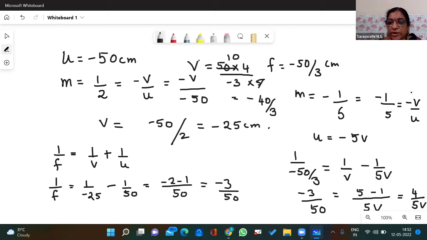Right? From this you can get the value of u. So this way, whenever they give magnification like this, always find the value of f, then substitute and get the value of v and u. Clear? Any doubts? Are you able to see? Yes, ma'am. Did you understand this problem? Yes, ma'am. Can we go on to the next one then? Yes, ma'am, we can.